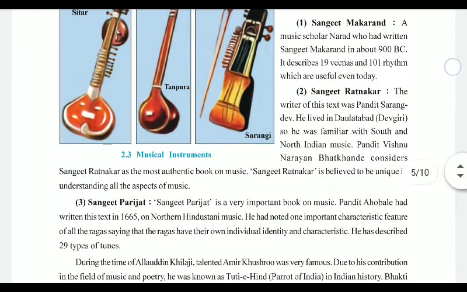Second, Sangeet Ratnakar. The writer of this text was Pandit Sarangdev. He lived in Daulatabad, previously known as Devgiri. So he was familiar with southern and northern Indian music. Pandit Vishnunarayan Bhatkhande considered Sangeet Ratnakar the most authentic music book. Sangeet Ratnakar is believed to be unique in understanding all the aspects of music.